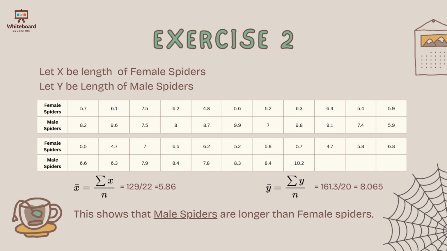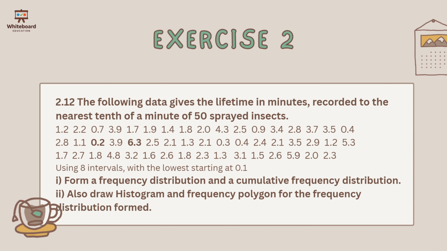Moving on to question 2.12. The following data gives the lifetime in minutes, recorded to the nearest tenth of a minute, of 50 sprayed insects. Form a frequency distribution and a cumulative frequency distribution. And also draw a histogram and frequency polygon for the frequency distribution formed.